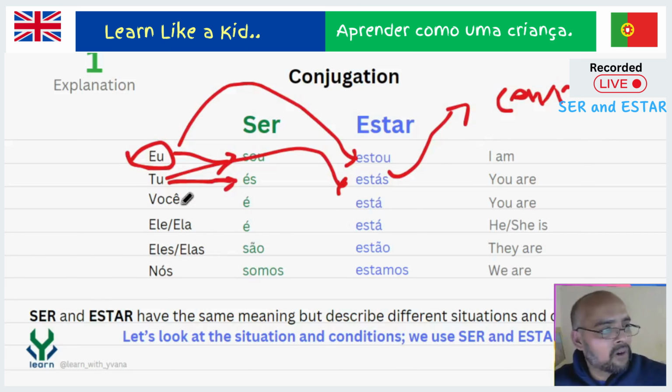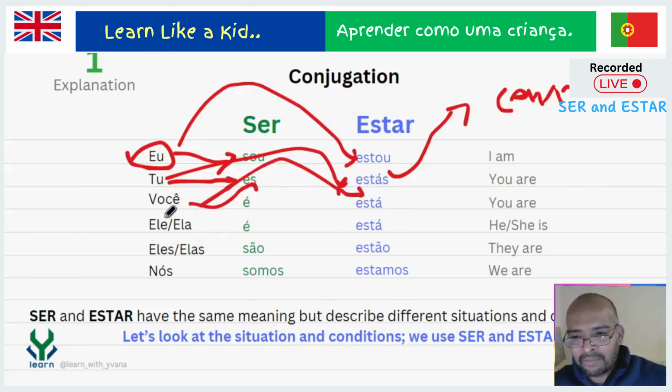And if you use "você", if you want to use the verb ser, you say "você é". And if you want to use the verb estar, you will say "você está". And if you want to use, for he or she, that means "ele". You got it, Dipendra. That's good. Thank you. Ele and ela.